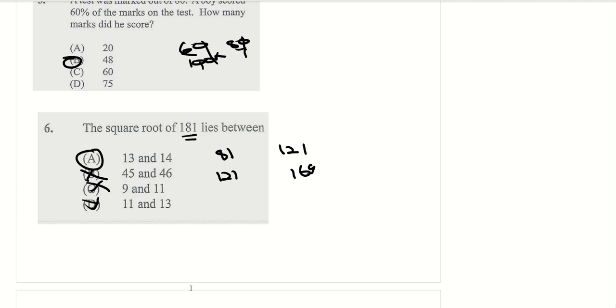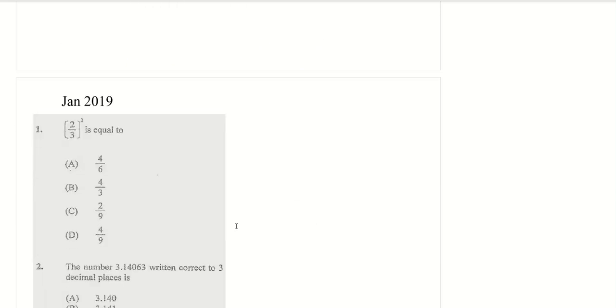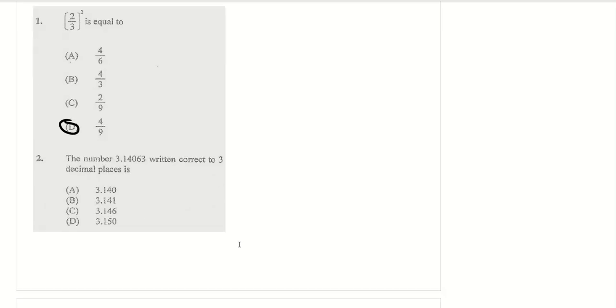Now we're going to do January 2019. January 2019, paper 1, number theory, 1 to 6. Number 1, 2 thirds squared is 2 thirds by 2 thirds, which is 2 by 2 is 4, 3 threes are 9, so it would be 4 over 9. Correct to 3 decimal places is a repeated question. 1, 2, 3, a line would be drawn after 3 decimal places. 6 is more than 5, so a 1 will have to be added. So it'll be 3.141.